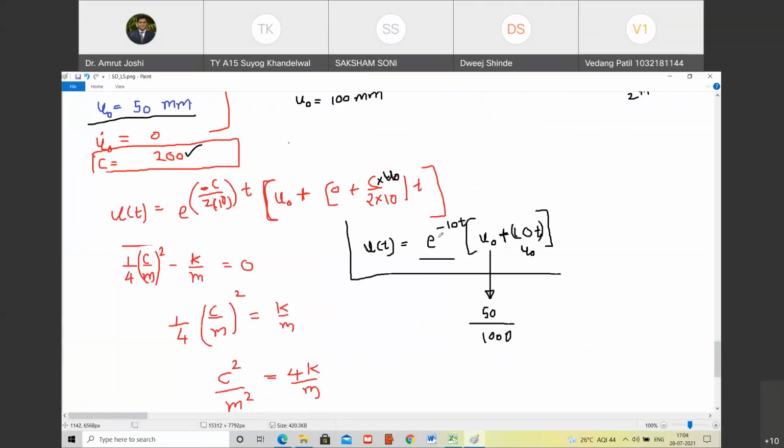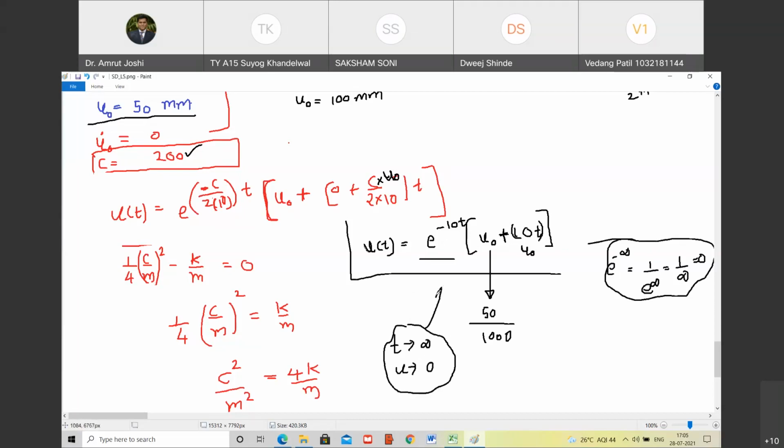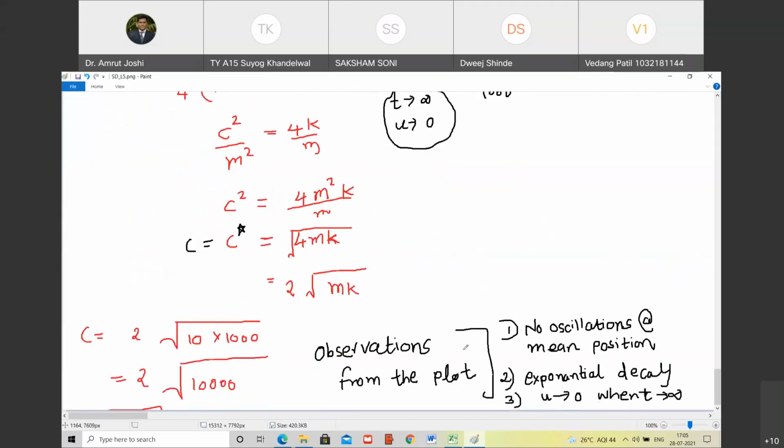See, when t tends to infinity, this term e raised to minus 10t will turn to e raised to minus infinity. Do you agree with me? And e raised to minus infinity is 0. Happy? e raised to minus infinity is 1 upon e raised to infinity, so it is 1 upon infinity. So it is 0. Do you agree with me? So when this term becomes 0, the entire response becomes 0. So only at time t equal to infinity, the system would come to its mean position. Do you agree with me? Because u will become 0. But otherwise, it is never going to cross the mean position.